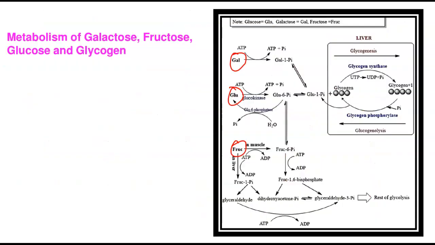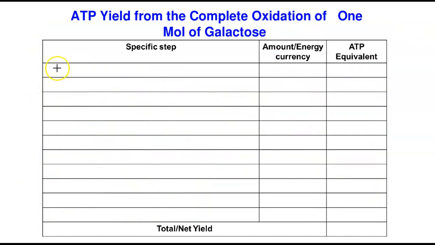So what are you going to do? We're going to be using this. Look at galactose. The first reaction of galactose is that galactose is converted to galactose 1-phosphate using 1 ATP. So that's what we have. You can go back to your table and say from galactose to galactose.